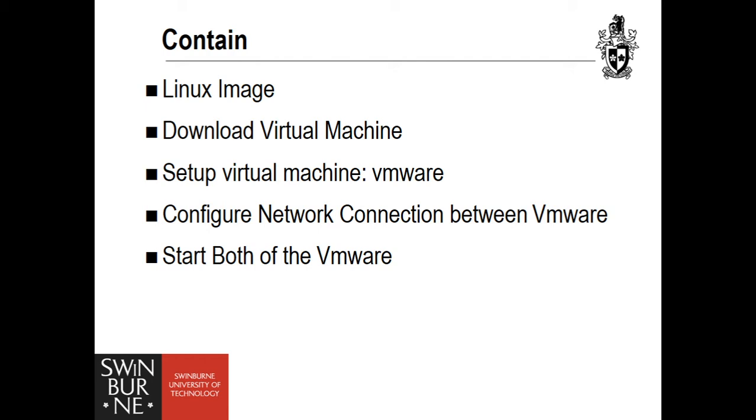First thing, you need to download the Linux image. There are 2 things that we need to download. First, we need to download the OS Kali, and second, we need to download the CYSCA 2014. So these 2 Linux images are what we will use in this lab session.